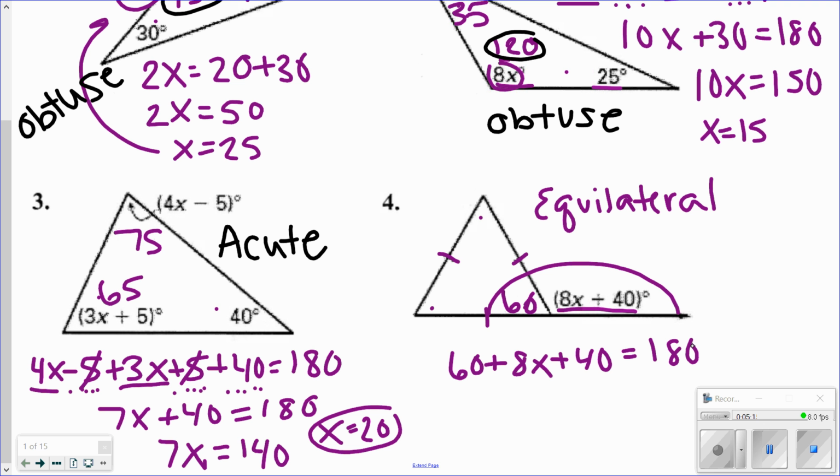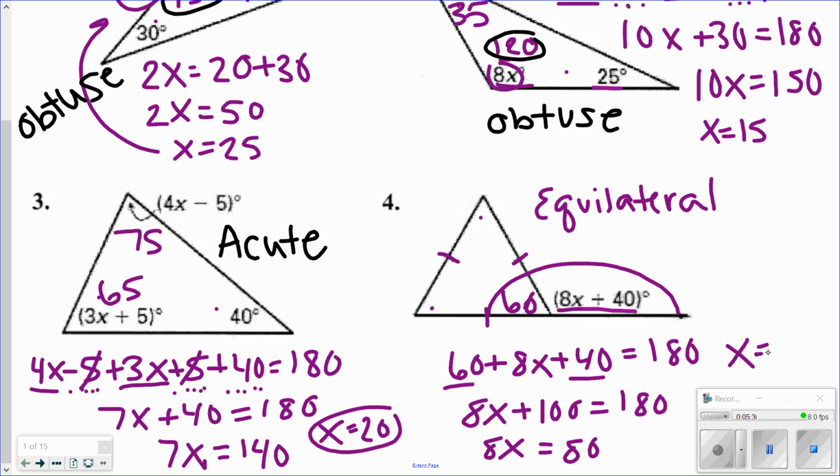So let's solve for x. I'm going to combine my like terms. So 8x plus 100 is equal to 180. 8x is equal to 80, which means x is equal to 10. And lastly, we have to classify the triangle by its angles. Well, we said all the angles are congruent, which means it's an equiangular triangle. So I will write that out.